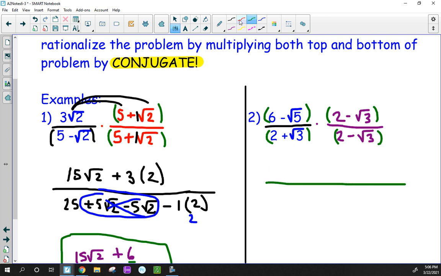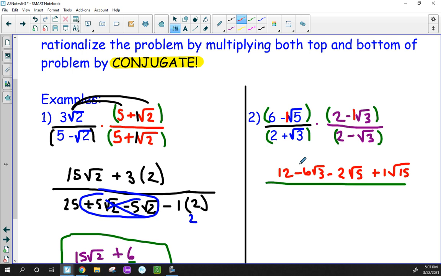6 times 2, 12. Outside, 6 times negative 1, negative 6. Drop your square root of 3 down. Inside, negative 1 radical 5 times 2 is negative 2 radical 5. Last, negative 1 times negative 1. Ooh, that's a positive 1. And that's square root of 5 times the square root of 3. We're in multiply mode. We can multiply anything together. 5 times 3 is 15.